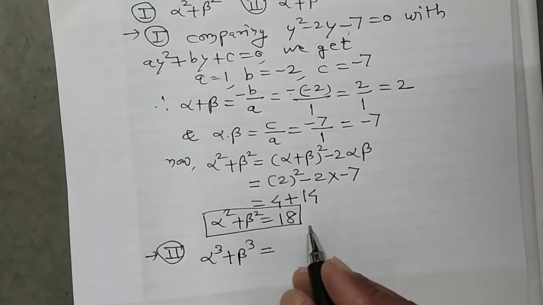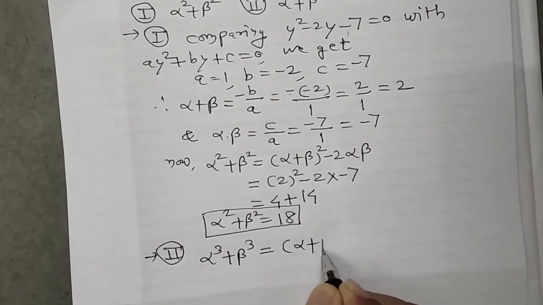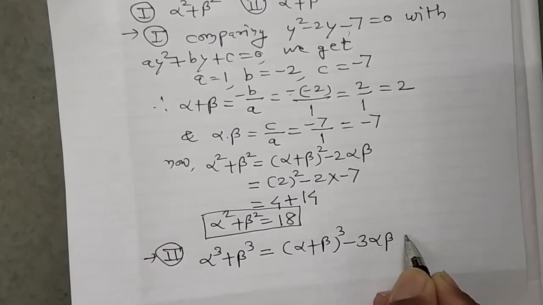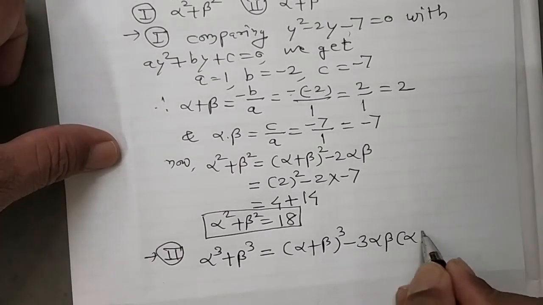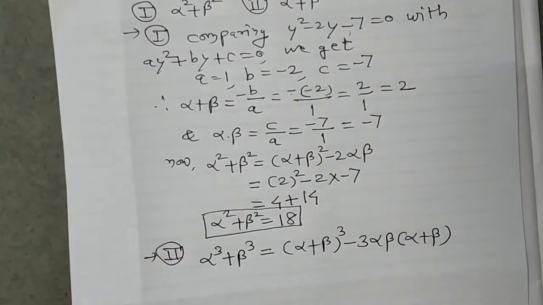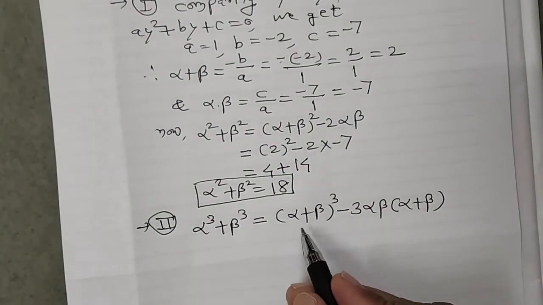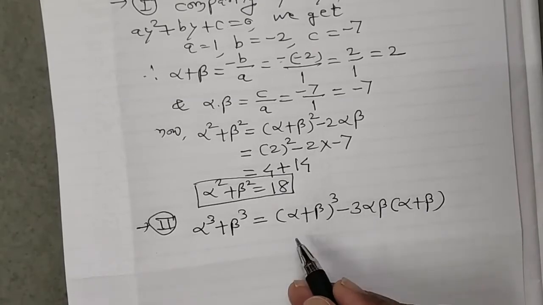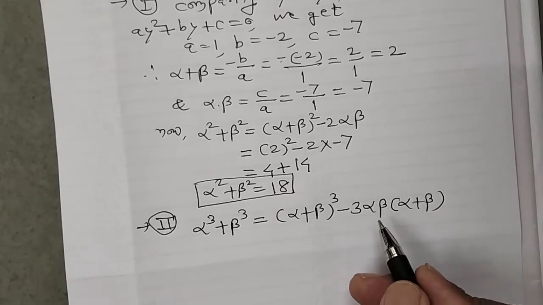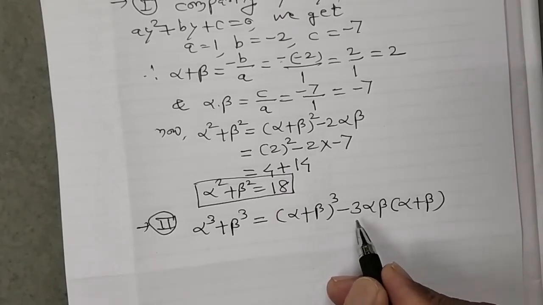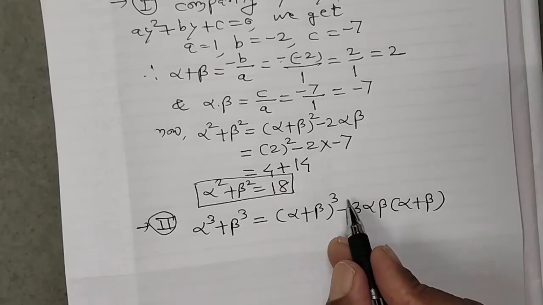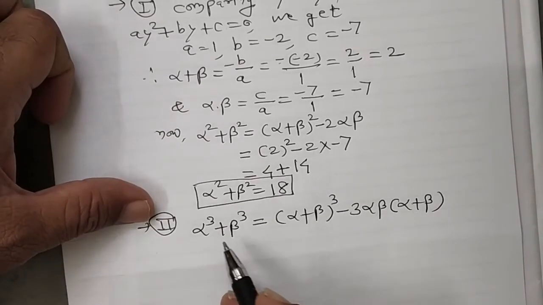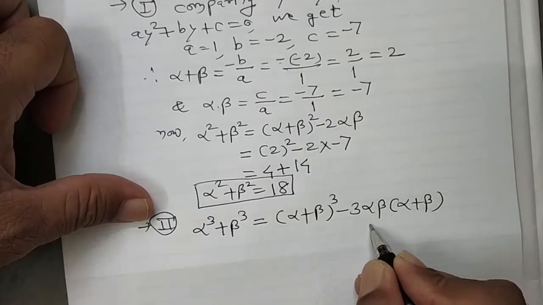Alpha cube plus beta cube is equal to alpha plus beta whole cube minus 3 alpha beta into bracket alpha plus beta. Now if we write down the formula for alpha plus beta whole cube, that is alpha cube plus 3 alpha square beta plus 3 alpha beta square plus beta cube. By using this, पहिला फॉर्म्युला असं लिहिता येईल.